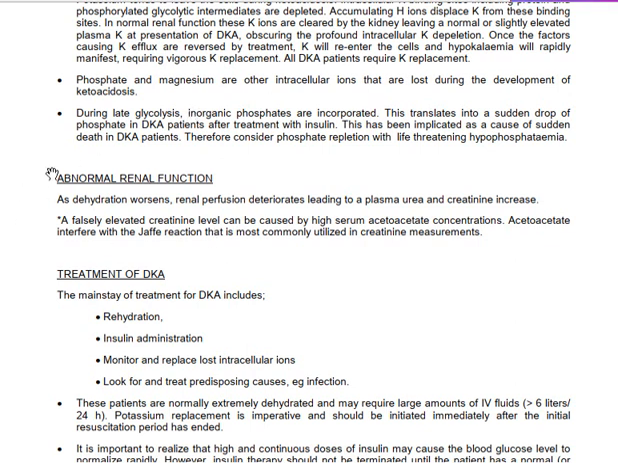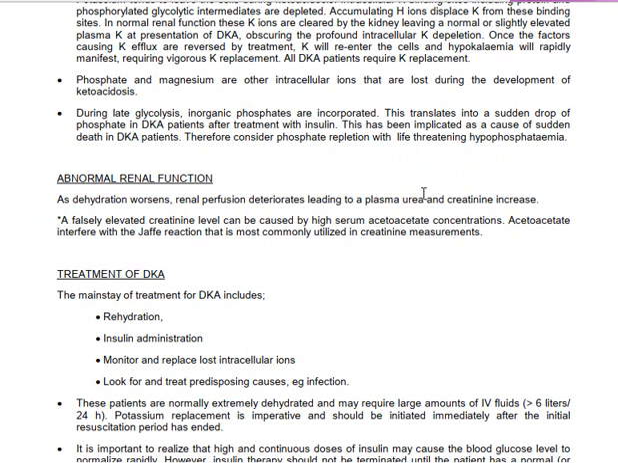Now, the next thing in diabetic ketoacidosis is abnormal renal function. As the dehydration worsens, you're going to see that the renal perfusion deteriorates. So you're going to have elevation of the urea and creatinine from a low glomerular filtration rate. Is it clear? The falsely elevated creatinine level can be caused by a high serum acetoacetate concentration.